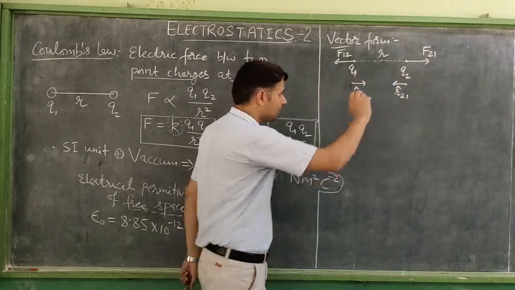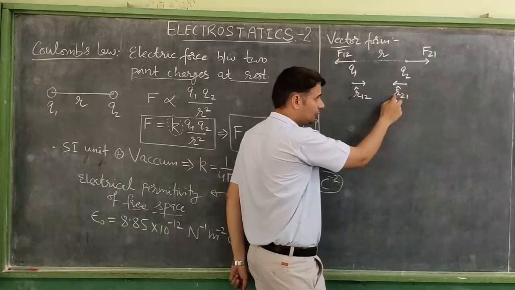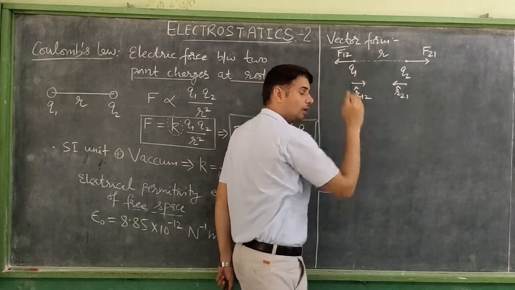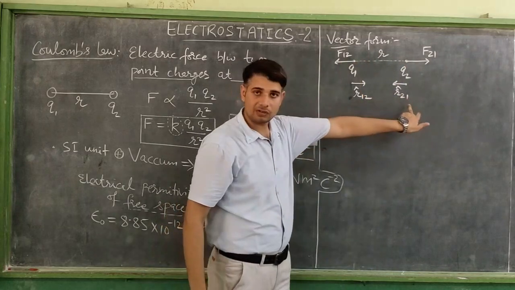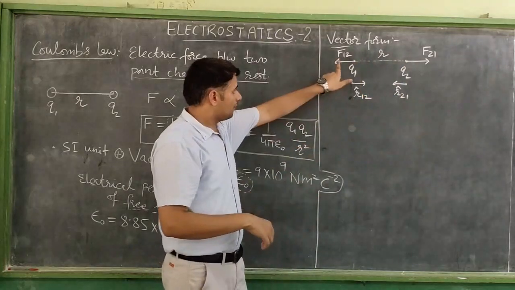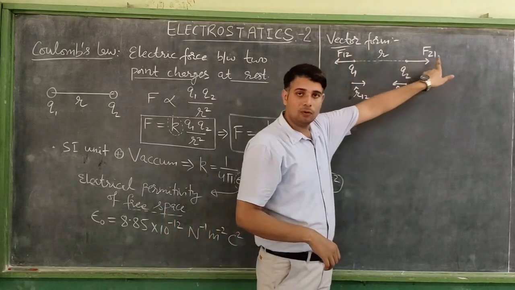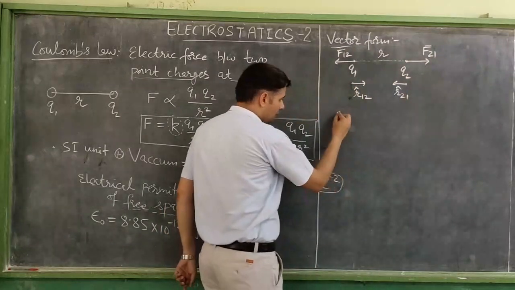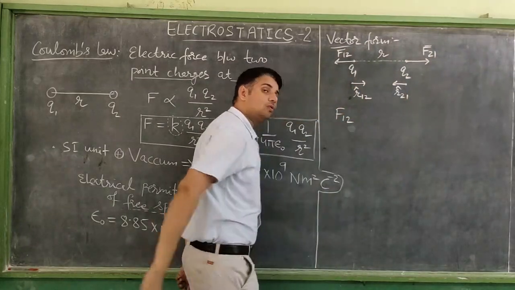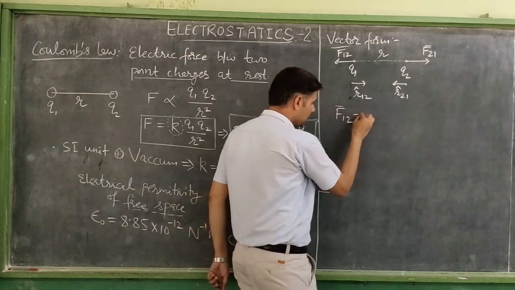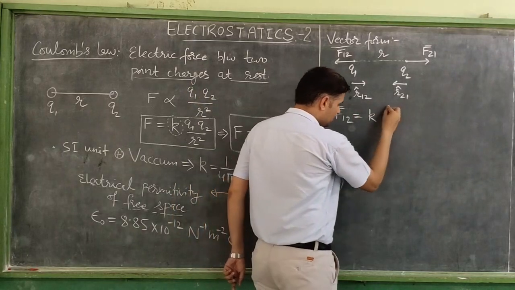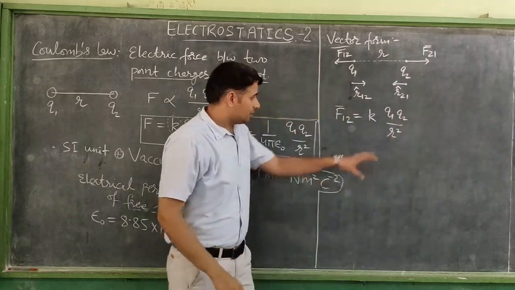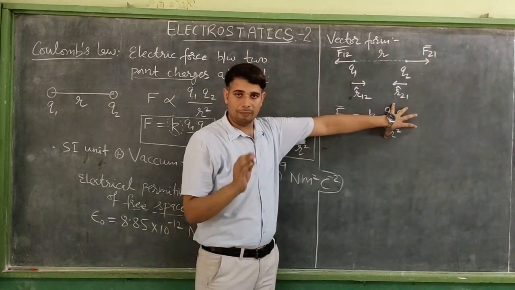In the same way, this R21 means the unit vector which is starting from point 2, it is going towards point 1. So these two directions I have mentioned, which I will be using for calculating F12 and F21. Now we can write F12 vector will be equal to what? K times Q1 Q2 divided by R square. Till here it is scalar form, magnitude only.